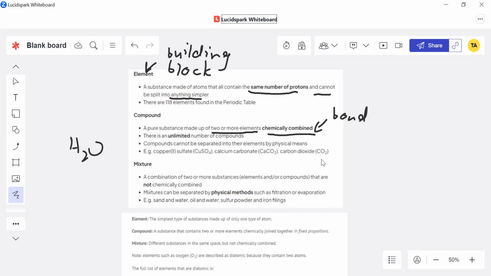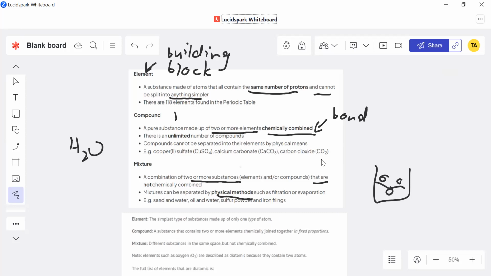So what is a mixture? A mixture is a combination of two or more substances, elements, or compounds that are not chemically combined. So in a mixture, you mix two substances together that are not chemically combined. So when you mix sugar and water, you don't form a chemical bond. You are simply mixing them without forming a chemical bond. So mixtures can be separated by physical methods, but compounds cannot be separated by physical methods.